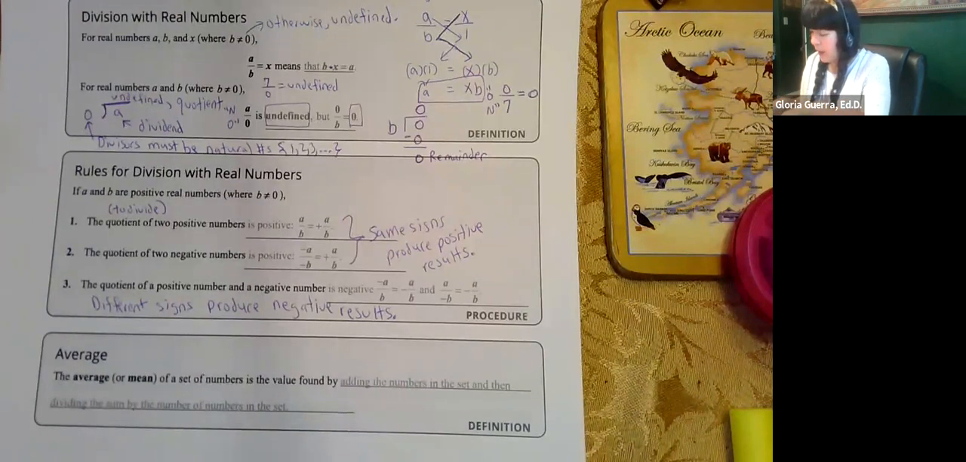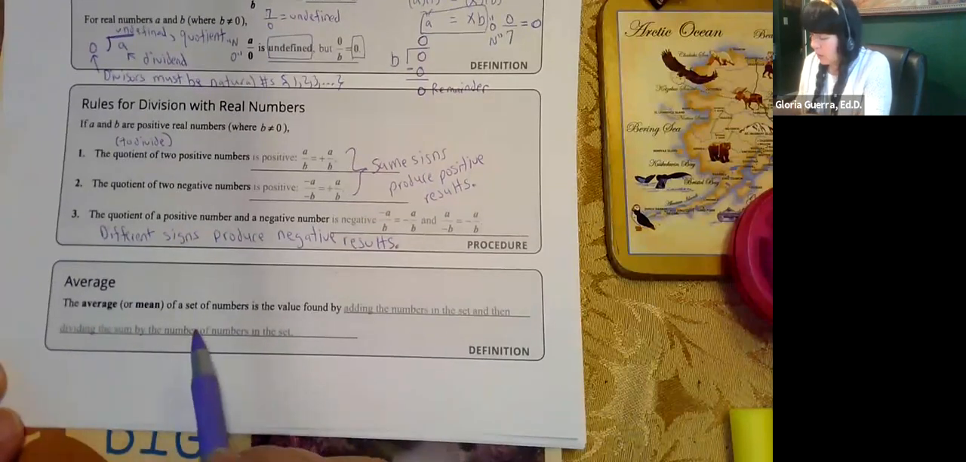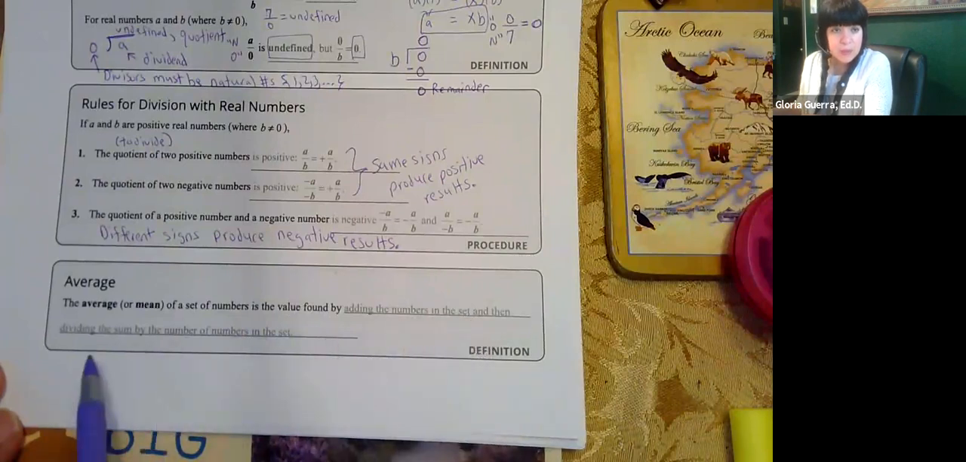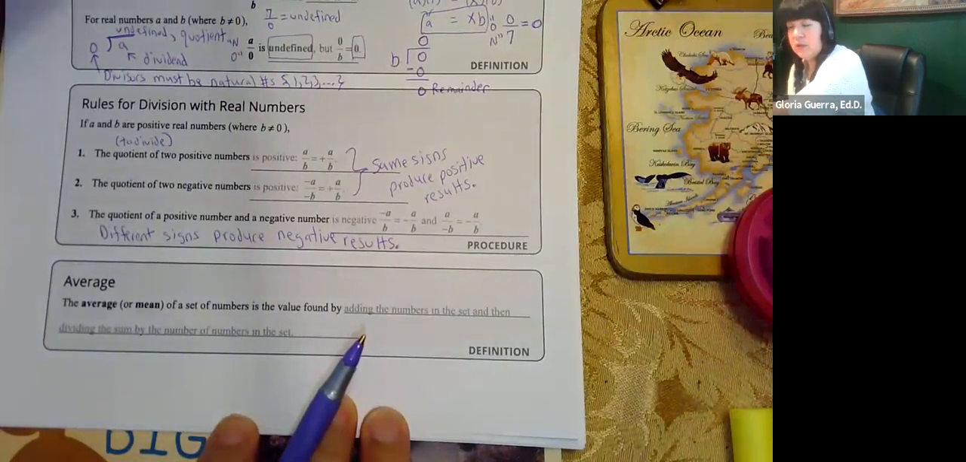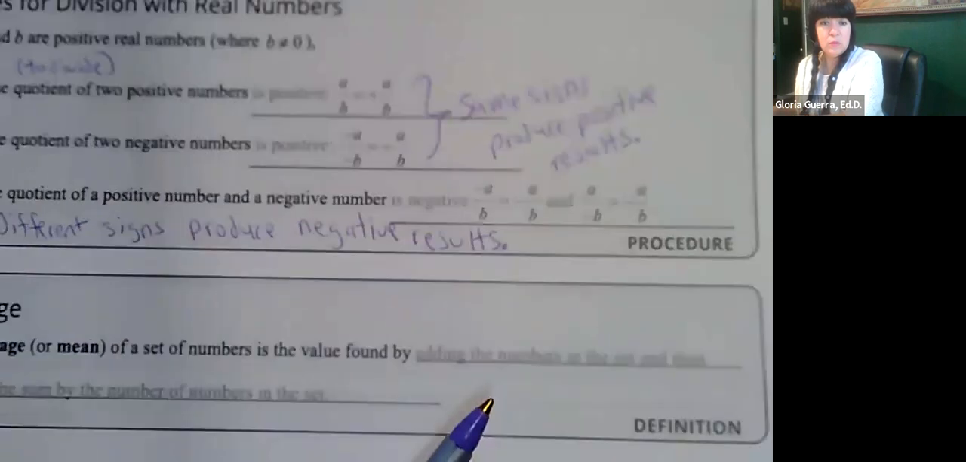And then they have here average. The average or mean of a set of numbers is the value found by adding the numbers in the set and then dividing the sum by the number of numbers in the set. Okay, so let me see if I can increase that a little bit.